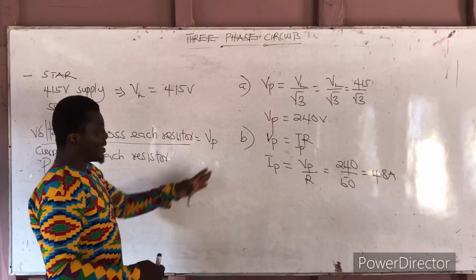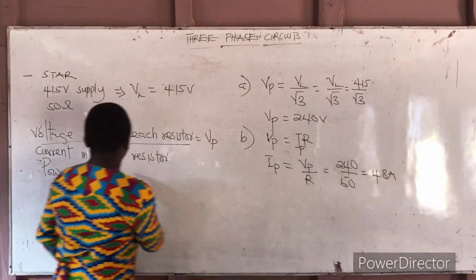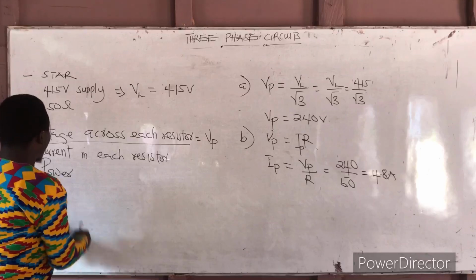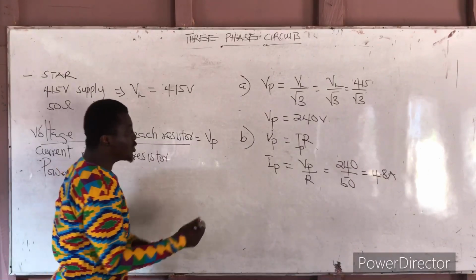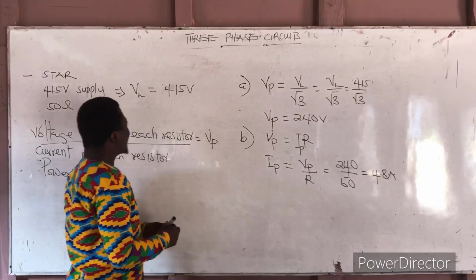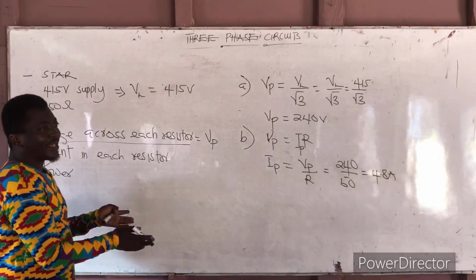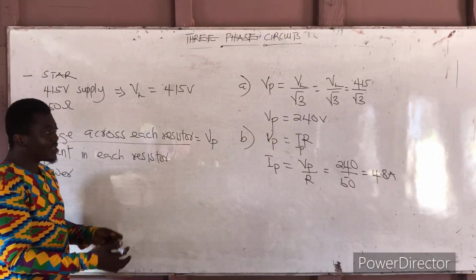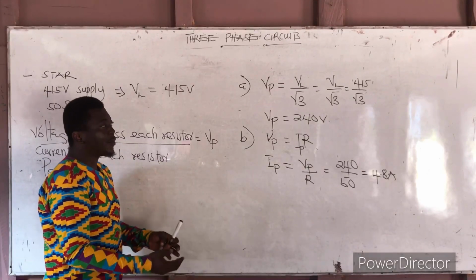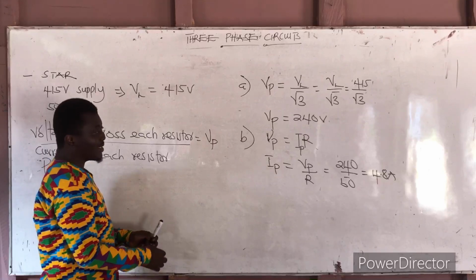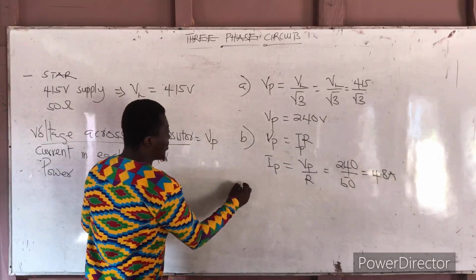After getting the current in each resistor, they said we should find the total power. First, they said it is a balanced circuit. And in a balanced circuit, when you find the power in one phase, you just multiply that power by 3 to get the total power.